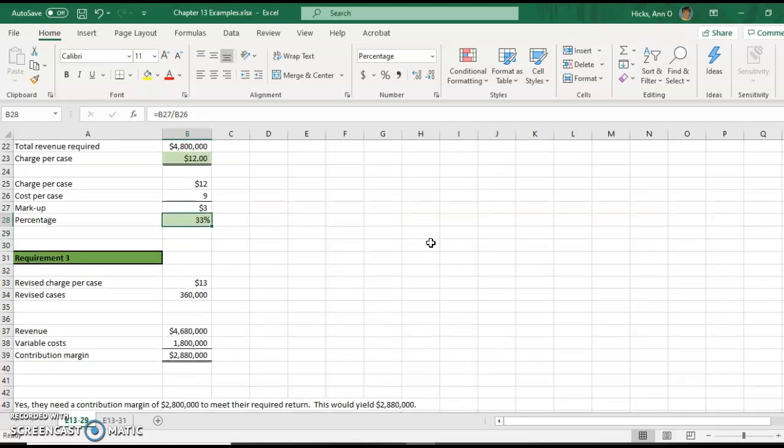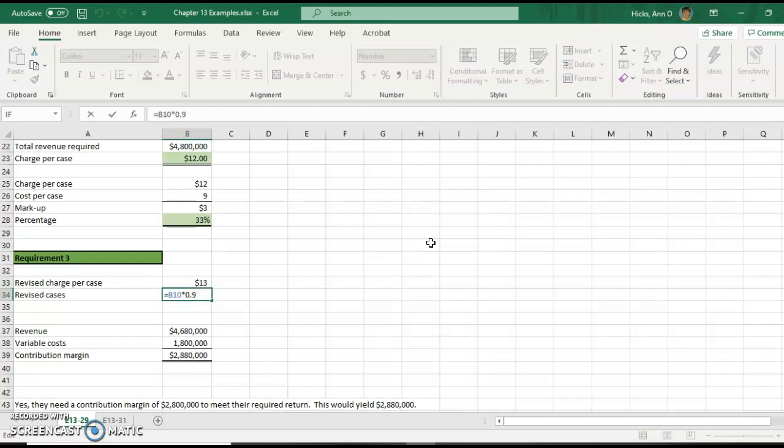Now, the last thing they ask us to do is to walk through a what-if scenario. What if we raised our price to $13? Our marketing department thinks if we do that, our sales will drop by 10%. So I've got a revised charge, and then I have revised number of cases sold, which is the 400,000 at 90%. That's going to give me a revised revenue of $4,680,000, the 13 times the 360,000.